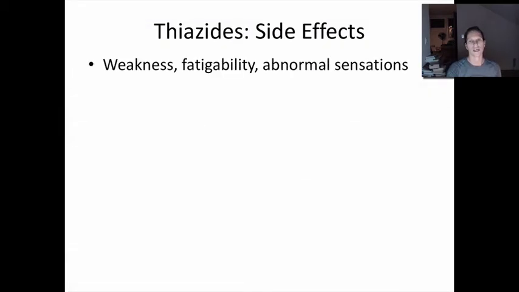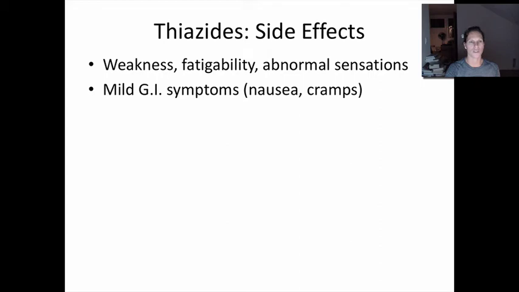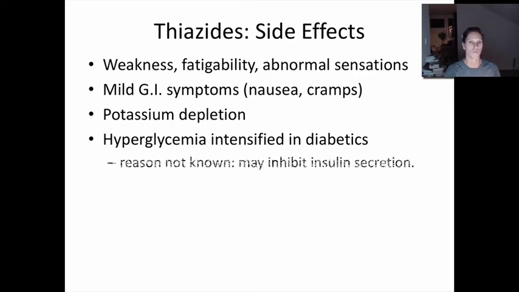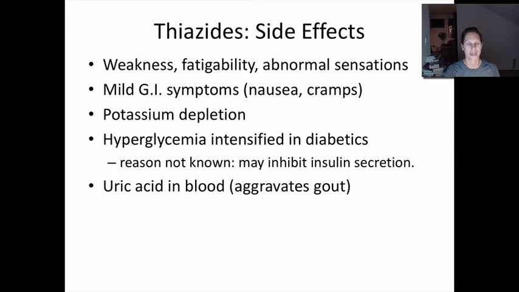The side effects of thiazides are not a super big deal, but there are side effects: weakness, fatigability, abnormal sensations. Usually those are probably due to electrolyte imbalances. Some mild GI symptoms, nausea, cramping. Potassium depletion is a possibility if somebody has hyperglycemia already. So if they're diabetic, that might get worse if they're on thiazide diuretics, and we don't really know why, but it looks like they might inhibit the secretion of insulin.